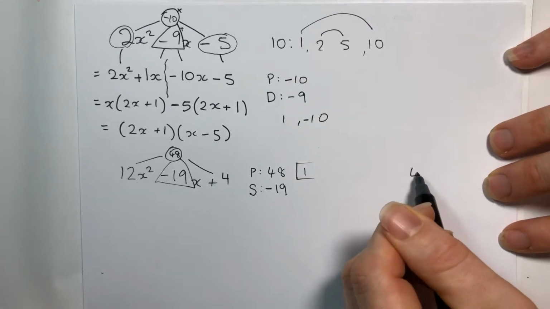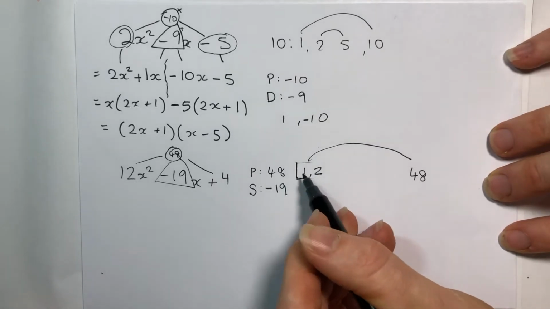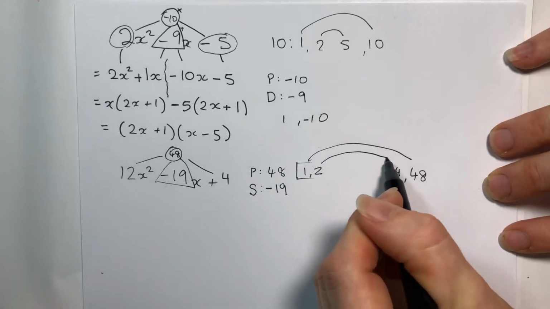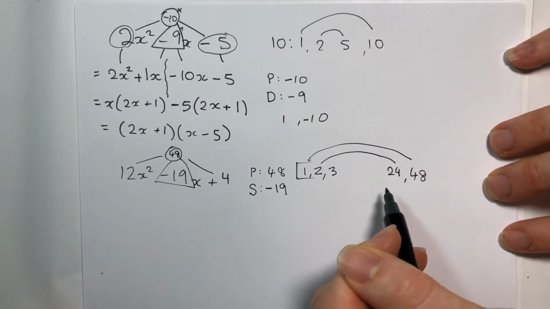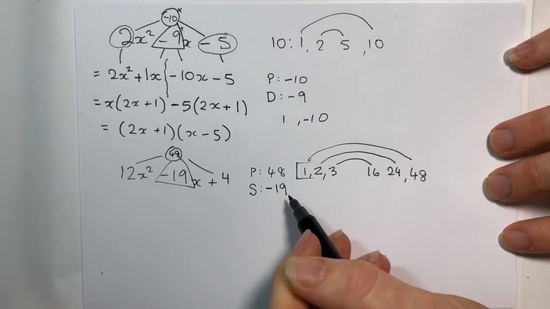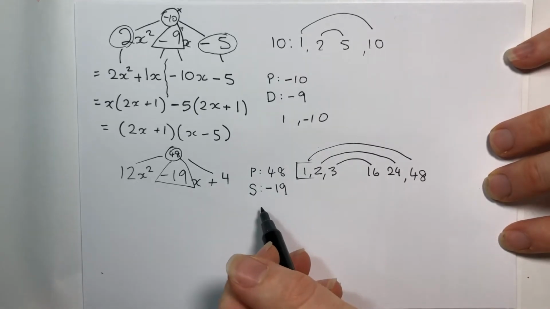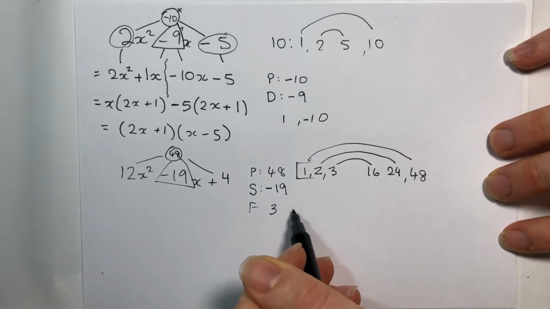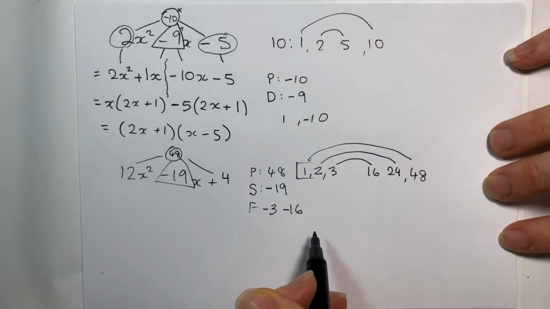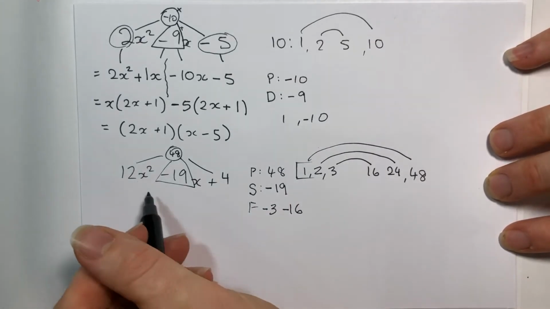So 1 and 48 are a pair, but they add to 49. 2 is my next factor of 48, and its pair will have to be half of 48, which is 24, but 2 and 24 is too big. 3 goes into 48 16 times, and 3 and 16 have a sum of 19. I'm ignoring that negative right now. All I care is that it's a sum of 19. And so my factors are going to have to be 3 and 16. And in order to make it minus, they're both going to have to be negative. And you'll notice that if you multiply 2 negatives, they will make the positive 48 that we're after.